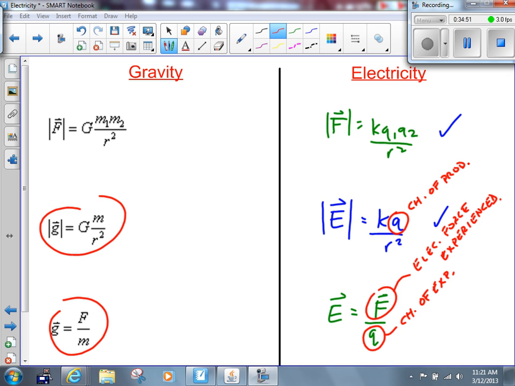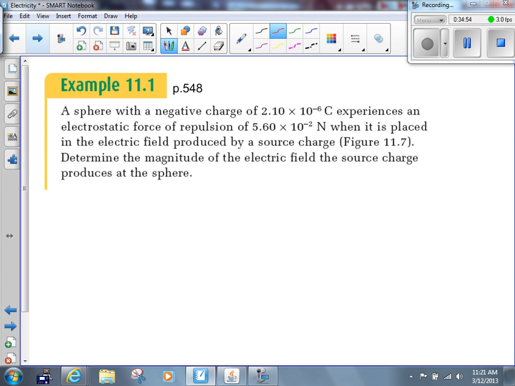All right, let's try a problem here on page 548. This one says a sphere with a negative charge of 2.10 times 10 to the minus 6 experiences, we see that word experiences. That might lead us to the fact that we have an experiencer here, although we'll finish up the question before we decide that for sure. It experiences a force of repulsion of 5.6 times 10 to the negative 2 newtons when it's placed in the electric field produced. Oh, we also have that word produced. Determine the magnitude of the electric field the source charge produces at the sphere.